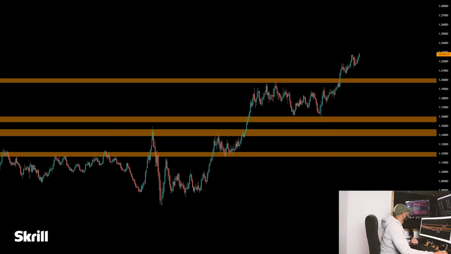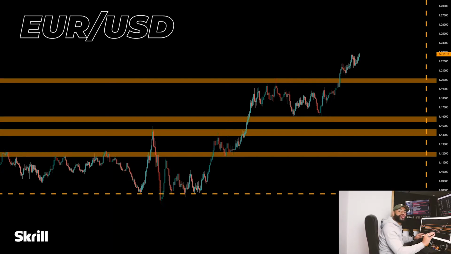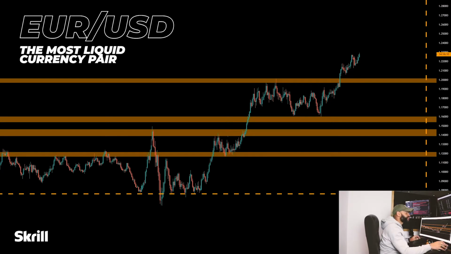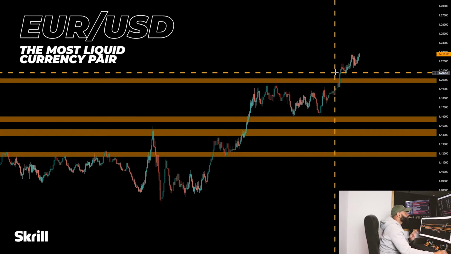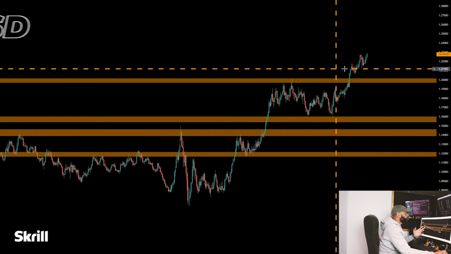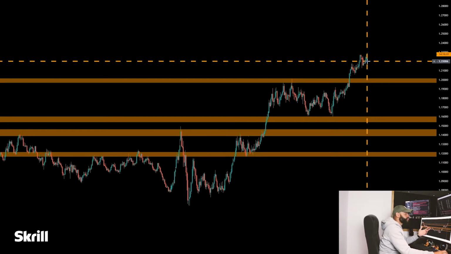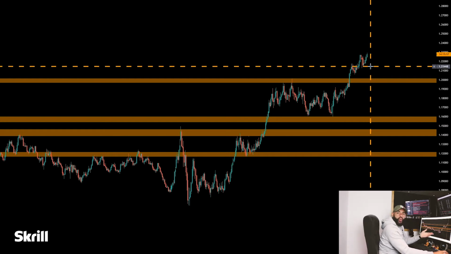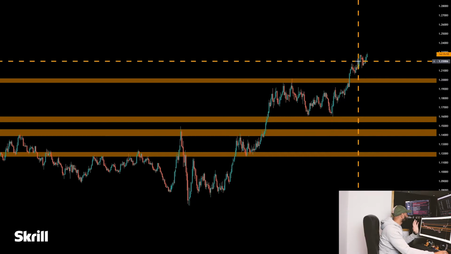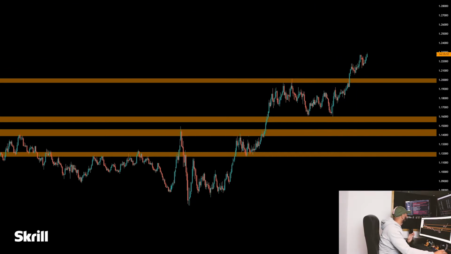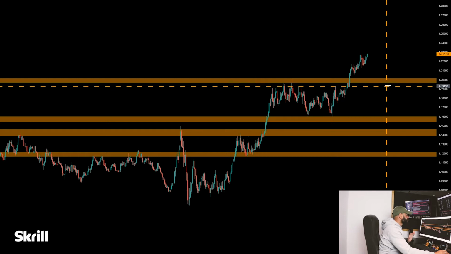Okay, now in this example, I'm using euro dollar. Euro dollar is the most liquid currency pair of them all, okay? The most traded. Now, what I first want to show you is, look, the way in which the price moves is influenced by technical analysis. There's what's known as support and resistance level. So I want to start off by firstly showing you what a support level is, okay?